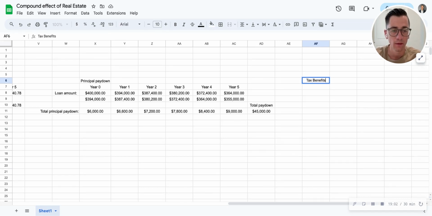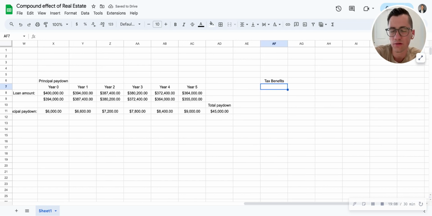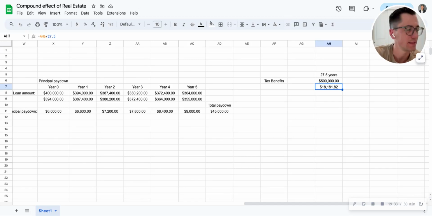Okay, so now we have our tax benefits, and I'll just briefly describe this here. Tax benefits. Okay, so your property, according to the IRS, depreciates at a rate of 27.5 years, right? So you're going to take your entire property value from when you bought it, so 500,000, and you get to divide that by 27.5 years. Okay, so every year you get to write off legally on your taxes $18,000. Okay, and every single year you get to do that.